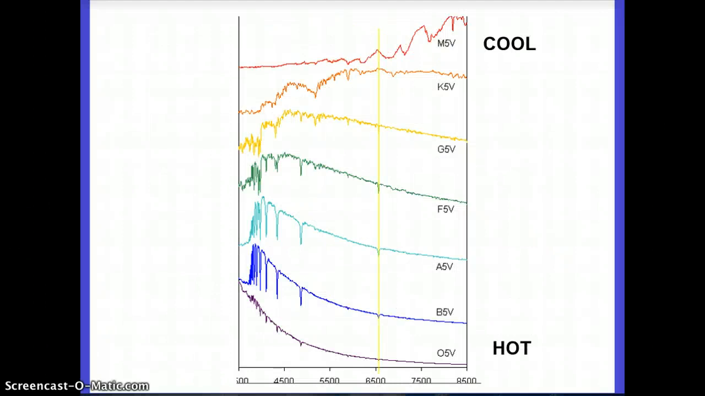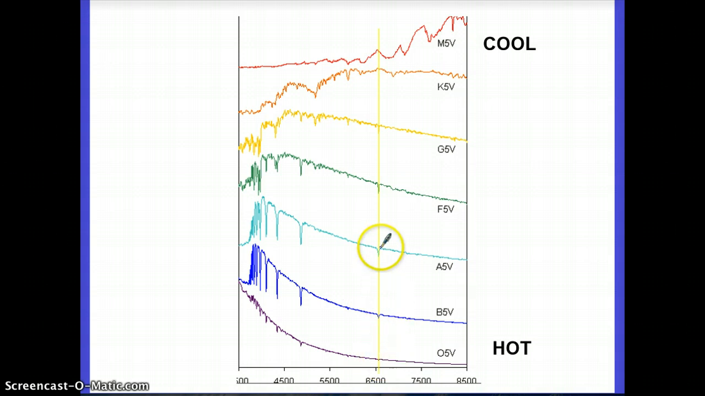So just looking at this, rearranging these in order of temperature. These are the cool ones up here, which we made red, and the hot ones down here, which are purple. And I've drawn this yellow line in here. That's the wavelength of the H alpha line. So you can see here's an A star, and it's got a pretty strong line. B also has a moderate line. There's F and G. They have moderate lines. And you can barely see it at all in the K, the M, and the O. It's just not even there.